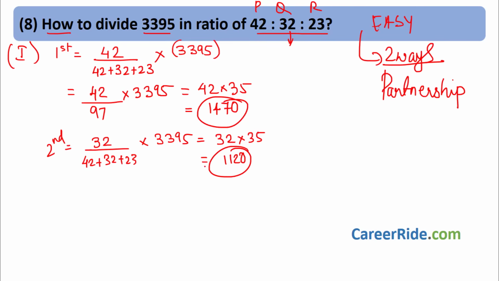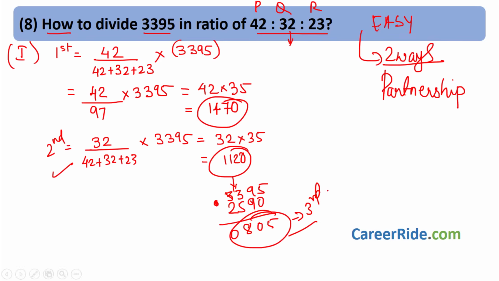Now the third part you can find by this method, or you can add both of these and subtract from 3395. Let's add them. On addition we get 2590 and we have to subtract it from 3395. What do we get? 805 is the third part, right? So we got the 3 parts. This is how you divide 3395 into 3 parts, so that the ratio is 42:32:23.